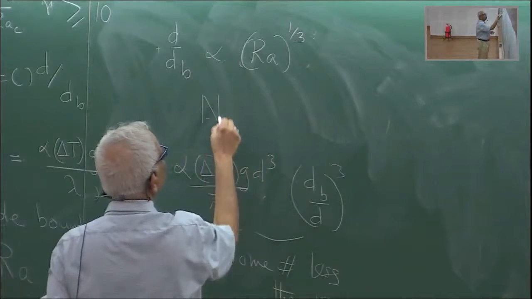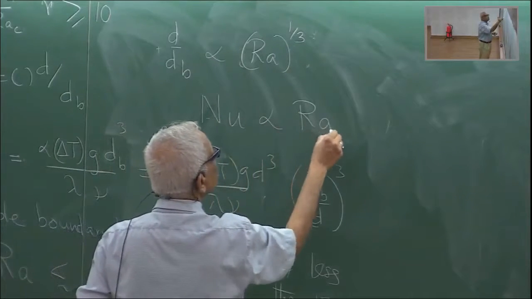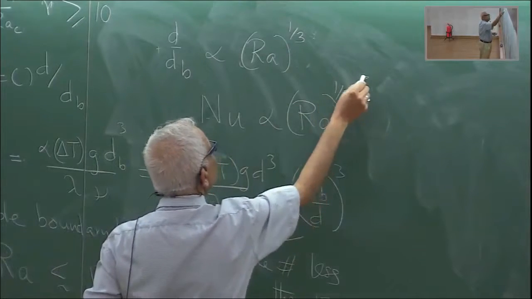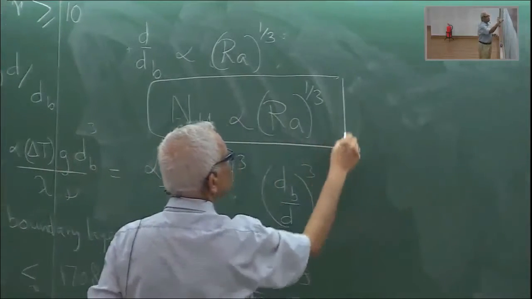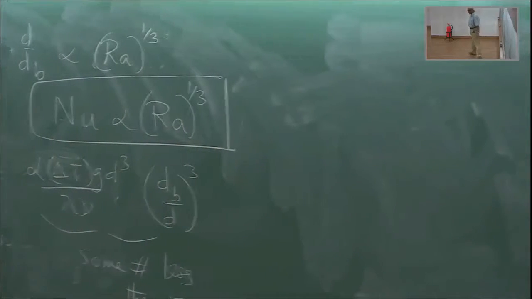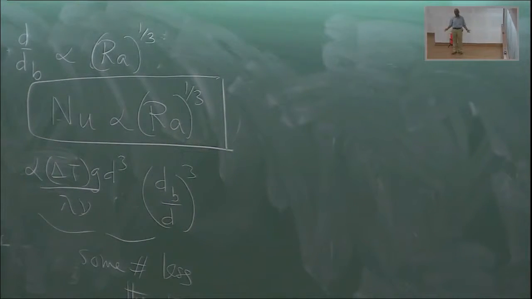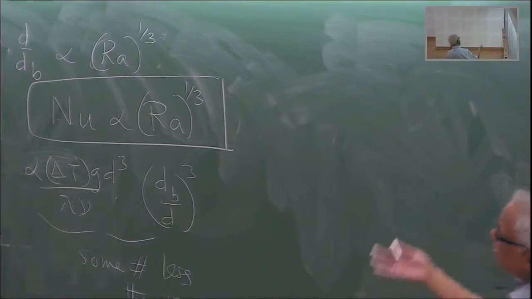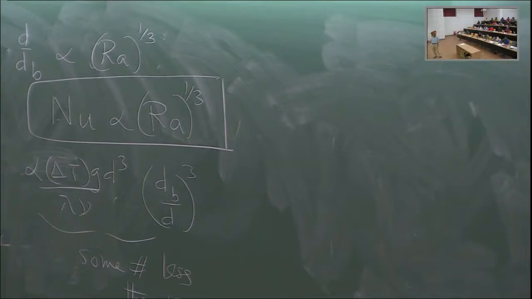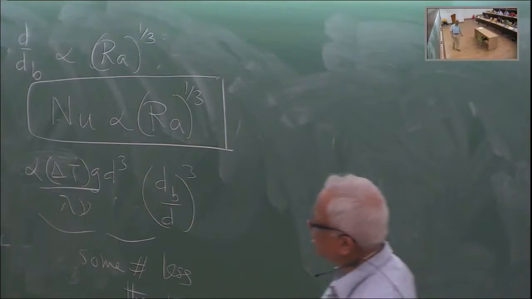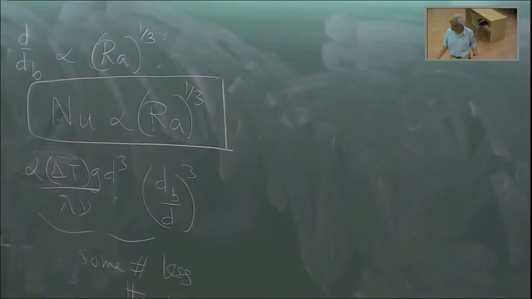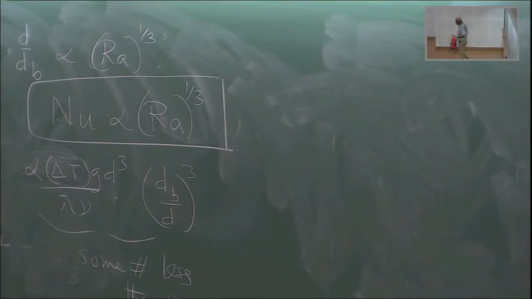So you have your first result, which is that the Nusselt number is proportional to Rayleigh number to the power 1/3. So this was, I think, way back in the 50s, and is a reasonably good answer. You do the experiments on transport and get the Nusselt number, and the power law dependence is indeed very close to Rayleigh number to the power 1/3.